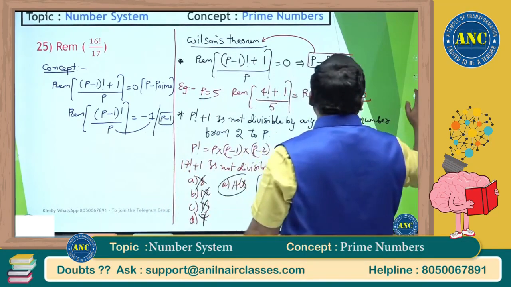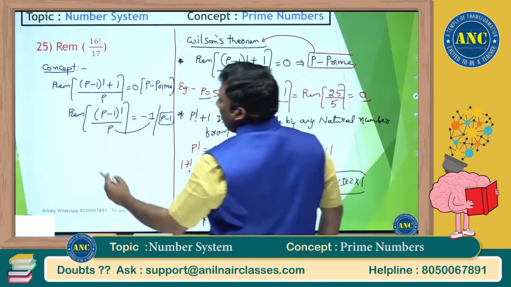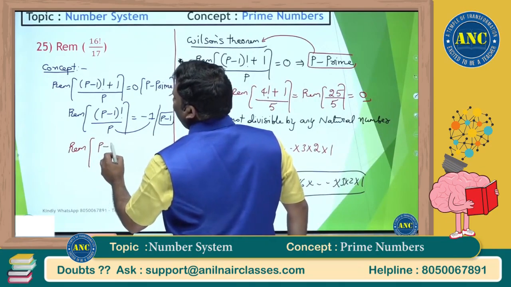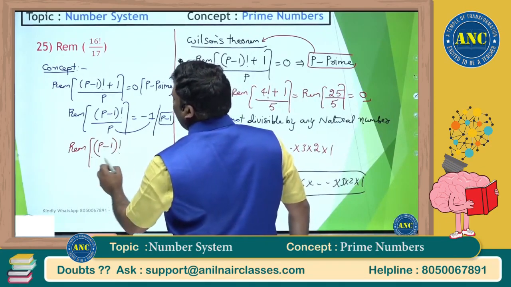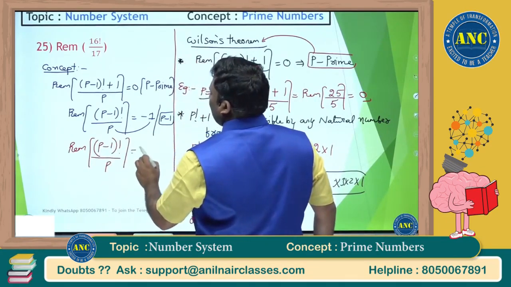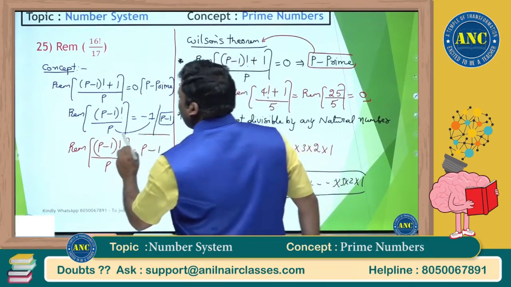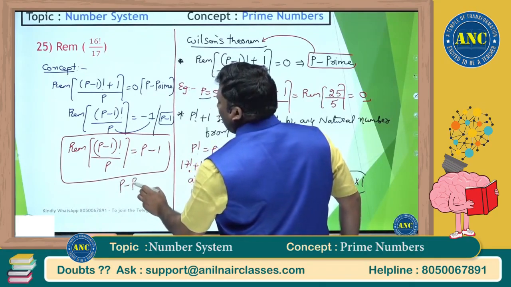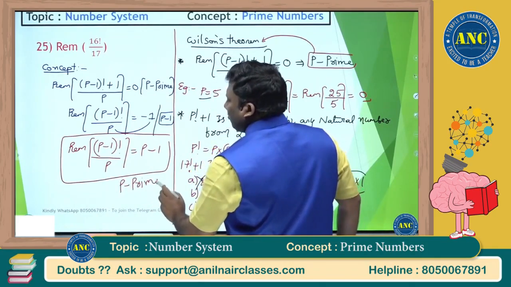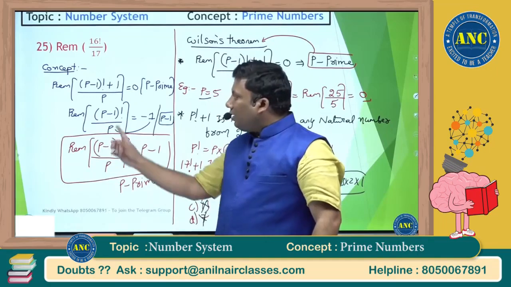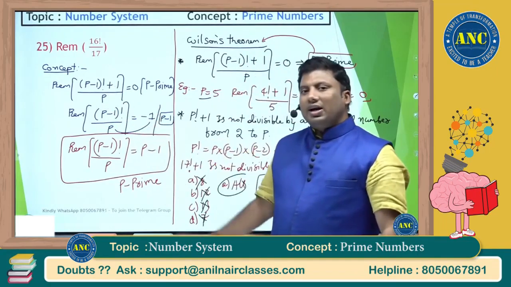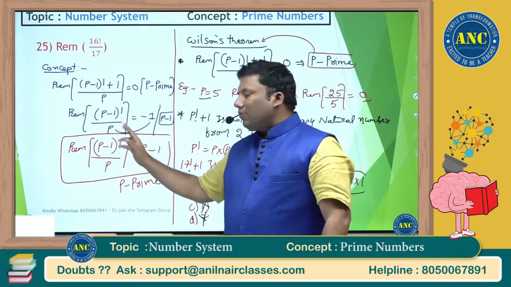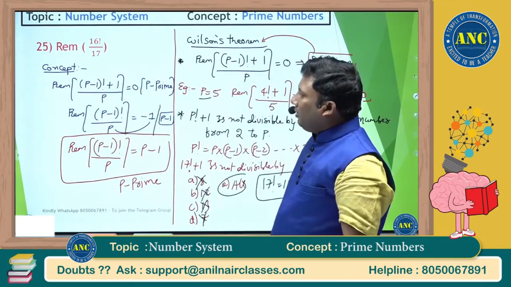Very, very important key point. Extremely important key point. (p minus 1) factorial divided by p, the remainder is p minus 1. From where did you get p minus 1? Plus 1, if it goes to the right hand side, is minus 1. If you get a negative remainder, add it to the denominator. So it is p minus 1.